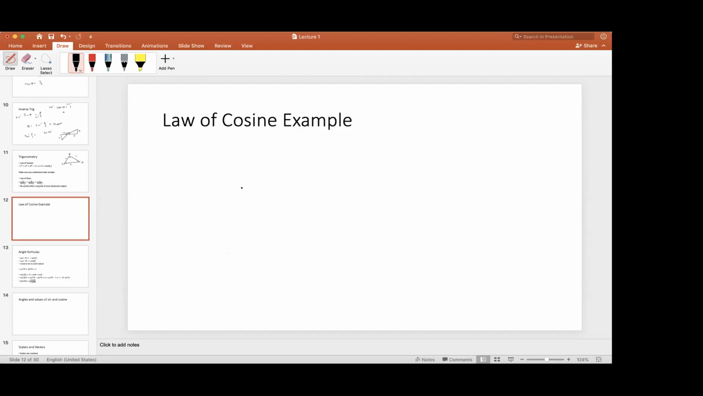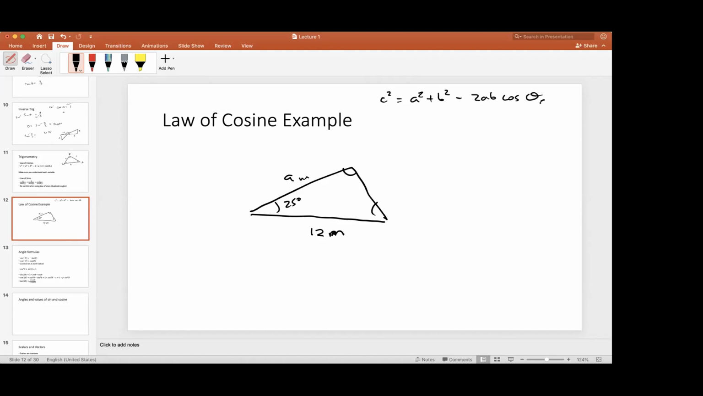So I'm going to do an example here. Let's imagine we have a triangle, and we know that this is 9 meters, and we know that this is 12 meters. Okay, if I can write m. And we know that this is 25 degrees. And what I want you to do is find this angle, and this length. Okay, so we note that c squared equals a squared plus b squared minus 2ab cosine of the angle C.